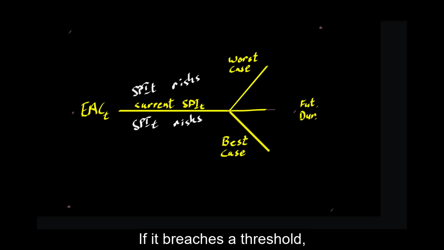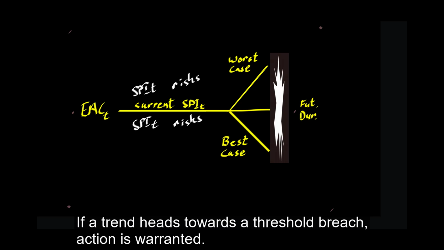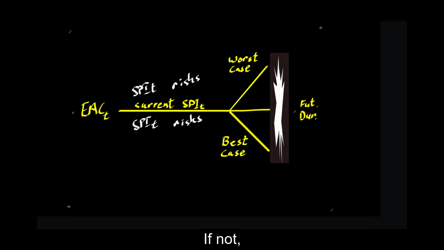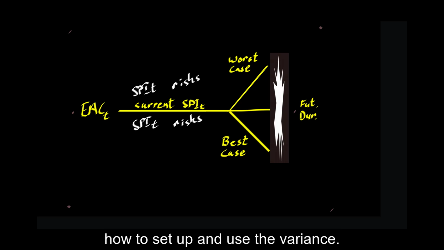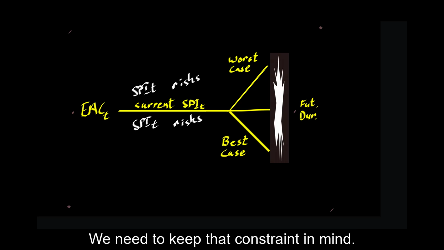If it breaches a threshold, action is warranted. If a trend heads towards a threshold breach, action is warranted. If not, the variance of likely values comes into play. A separate video describes how to set up and use the variance. We need to keep that constraint in mind.